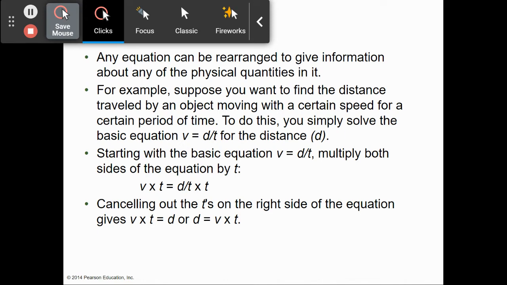What did we do to get d by itself? We did the opposite of what was done. It was divided, so we multiplied. We divided by t, so how do I get rid of it? I multiply by t. So you always just do the opposite.